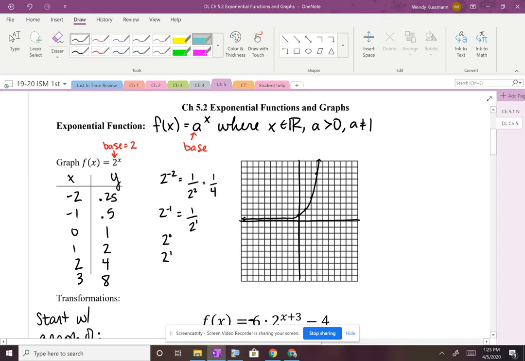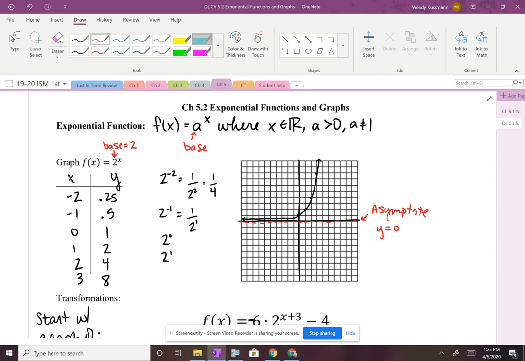So here I have it graphed, and I want to point something out to you. Notice that this graph is very flat, and it actually gets closer and closer to 0, but never crosses or touches it. That tells me that there is an asymptote at y equals 0. That x-axis is y equals 0. So exponential functions will have asymptotes. They will always be horizontal asymptotes. Whether the graph lies above or below it depends on whether you've reflected it or not.